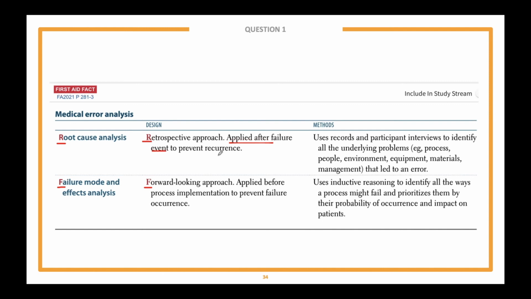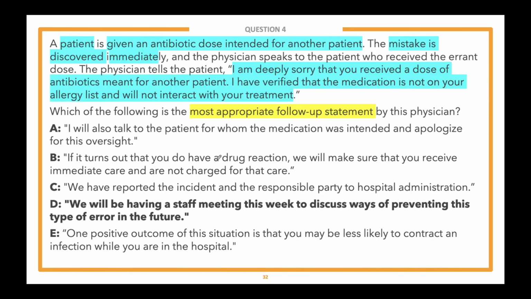The forward-looking approach is looking in the future to say, let's identify ways that mistakes can be made and then fix them before they're even done. So in this case, you can see that the mistake already happened and now we're going back in time. So this is a root cause analysis. So when we go back to our question and the answer choices, basically that staff meeting is going to be looking at a root cause analysis. We're going to discuss ways of how this happened and discuss ways of preventing it in the future. Okay. Let's take a look at the other answer choices.